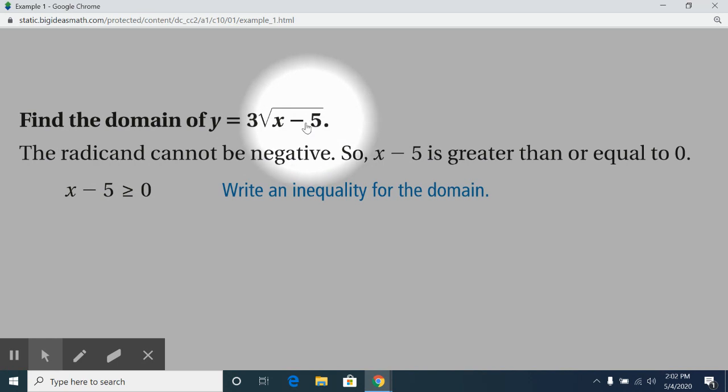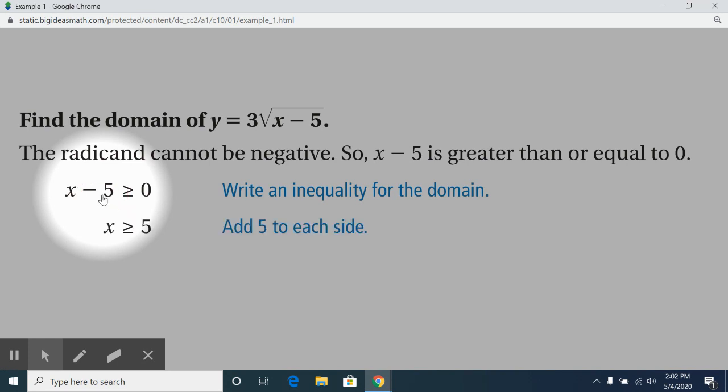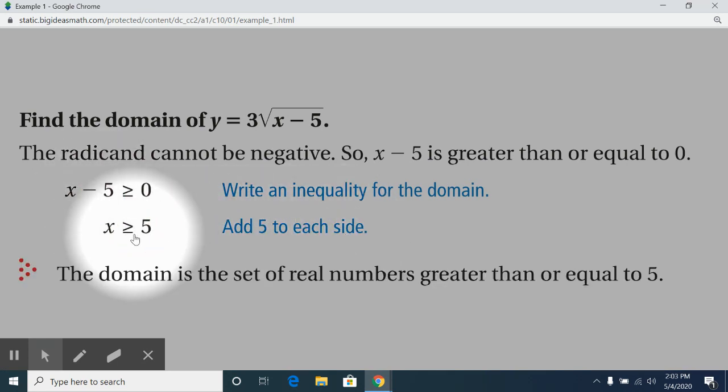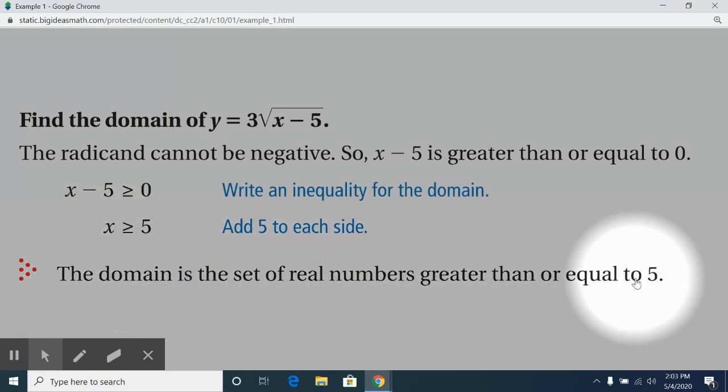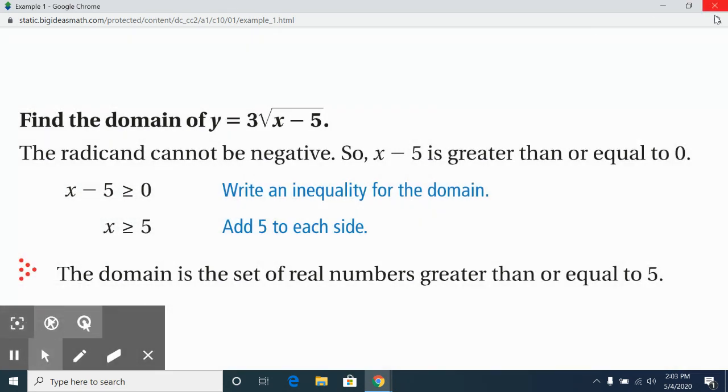We're taking what's underneath the square root symbol, x minus 5, and saying it has to be greater than or equal to 0. We're going to solve that inequality by adding 5 to each side. So my domain is anything greater than or equal to 5. That's how to find your answer for number 1. So finding the domain, that's number 1 on your test.